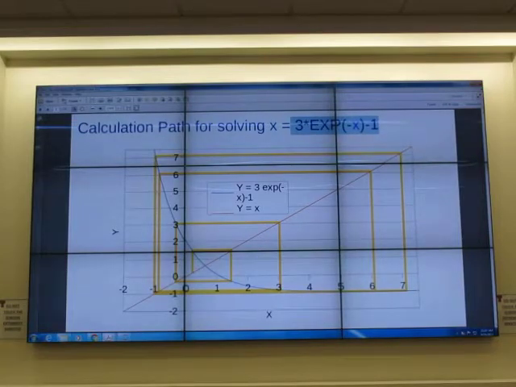And I showed you last time that for x equal to 3 exp(-x) minus 1, we keep moving outward. We start from one point, calculate the right hand side, take that right hand side value as a new x value, and keep doing that. And for this case, we are moving away and we don't converge.